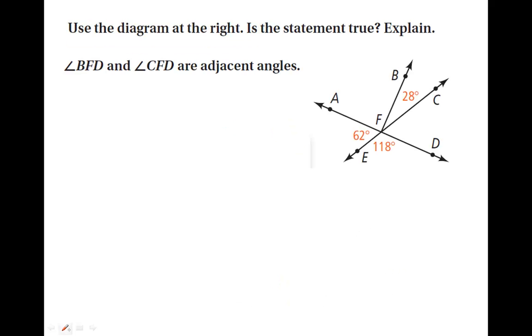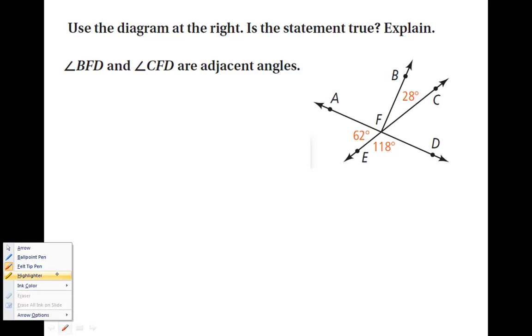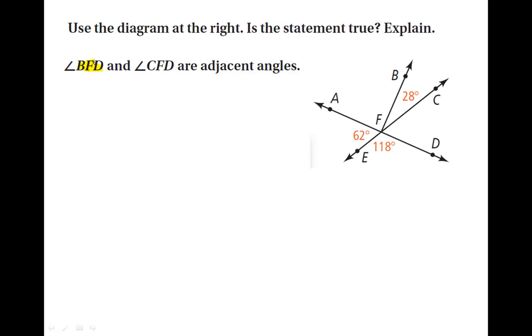So we're going to try to identify some of these relationships. Anytime you see an angle, I like to highlight it, and I go from point to point to point. So here I go B, F, D, and then I'm also going to do C, F, D right here. If you notice, they're asking, are these adjacent angles? So is this statement true that these are adjacent angles? But notice here, remember how we said they can't share interior points?